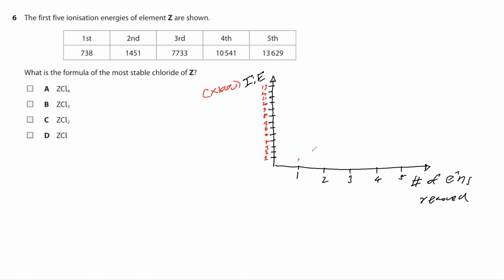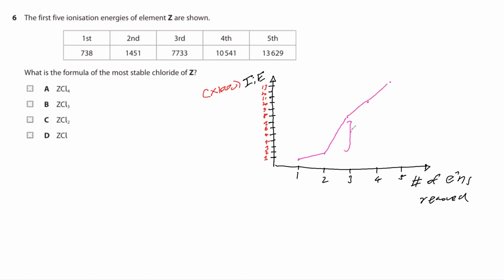The second ionization is 1450, in between 1 and 2, somewhere here. The third ionization is 7700, it's very close to 8000, so I just put it somewhere here. The fourth ionization energy is 10,000, somewhere here. The fifth ionization is 13,000, somewhere here. So you can see the graph goes like this, then there's a huge gap. This is a large gap, and then it goes like this.